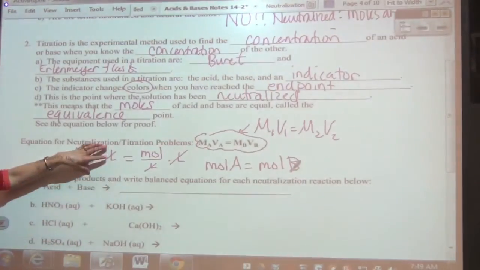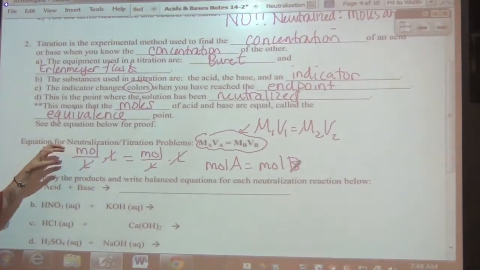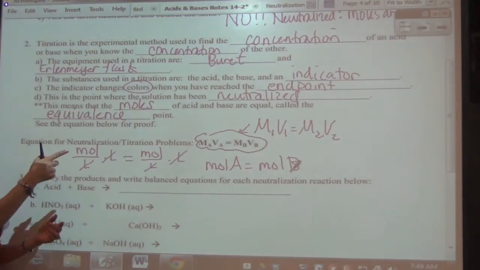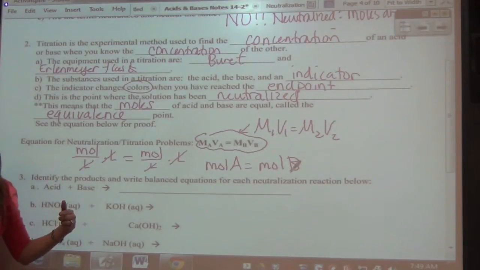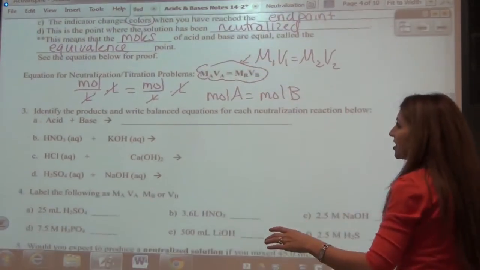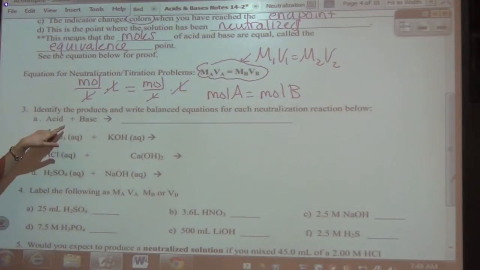Okay? So in a neutralization problem, that's what you're basically trying to get, and that's what this equation will tell you. So if you don't know where it becomes neutralized, you can use this equation to tell you where it's going to be neutralized. Okay? So it says identify the products and write the balanced equations. We did this at the beginning of the year, so we're coming a little bit back to some of the stuff that we did before.